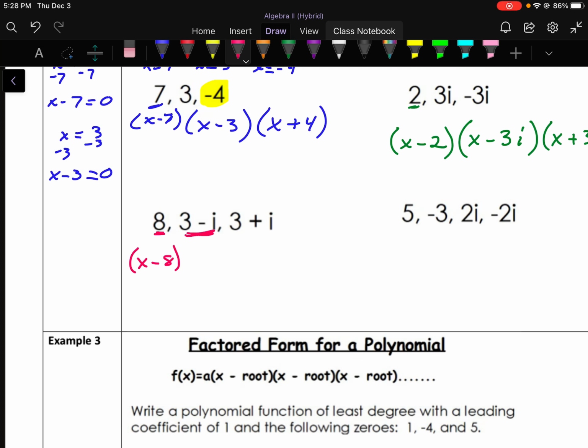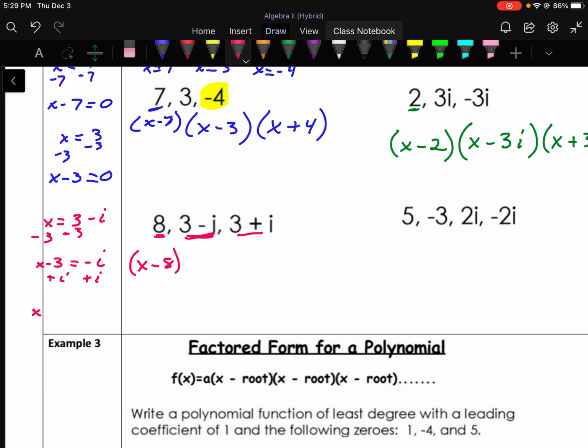Now this one right here, 3 minus i and 3 plus i, the following one, these are a little bit interesting, so I'm going to go back over the side and do a little work. So we started with x equals 3 minus i. That was our answer. So in order to set it equal to 0, we'd have to subtract 3. So x minus 3 equals negative i. Still not equal to 0, so now we have to add i. So we actually started with a factor that was x minus 3 plus i in order to get this as our answer.